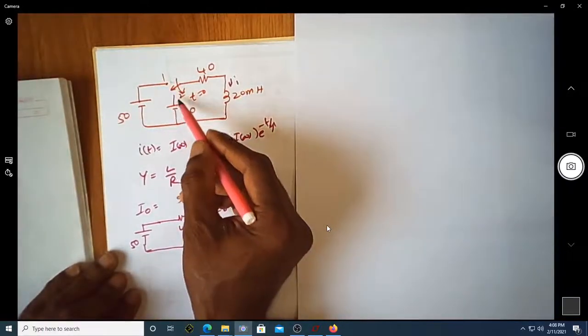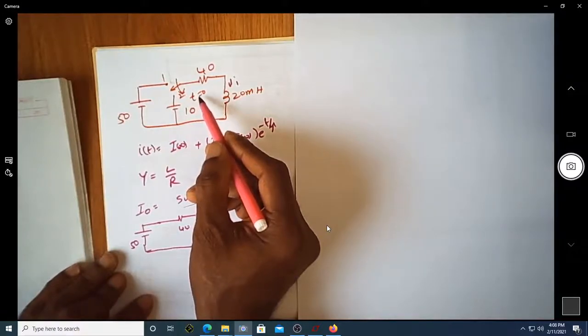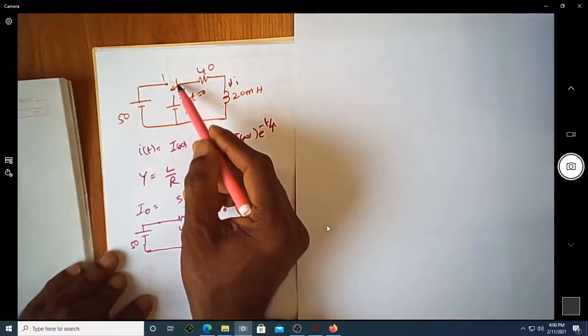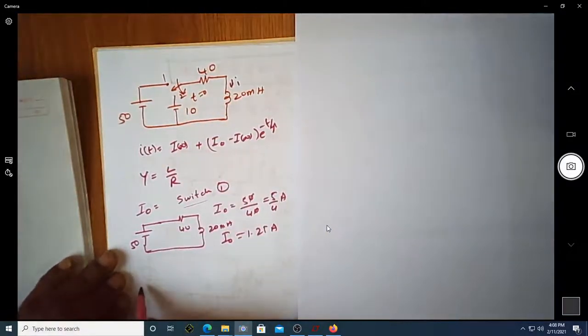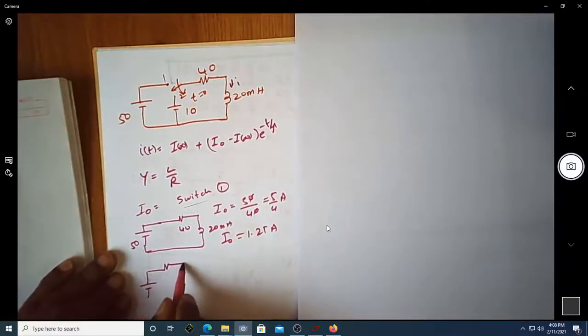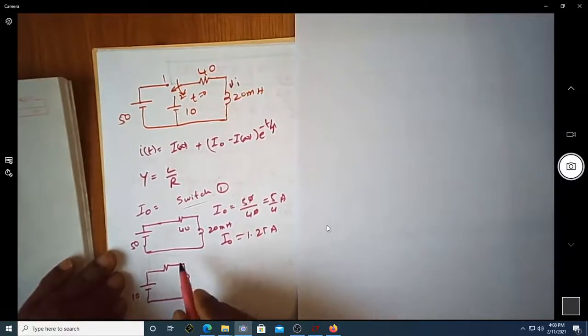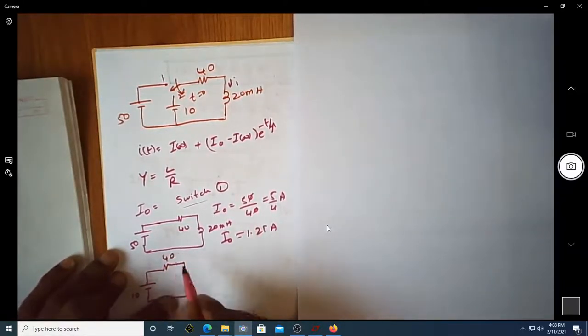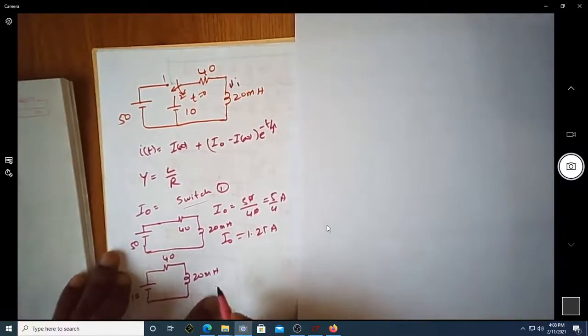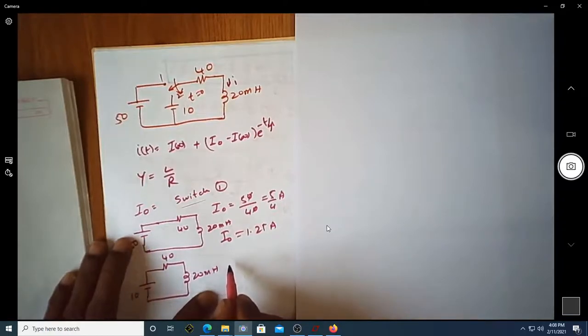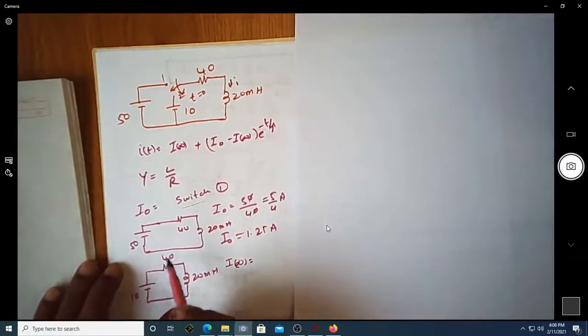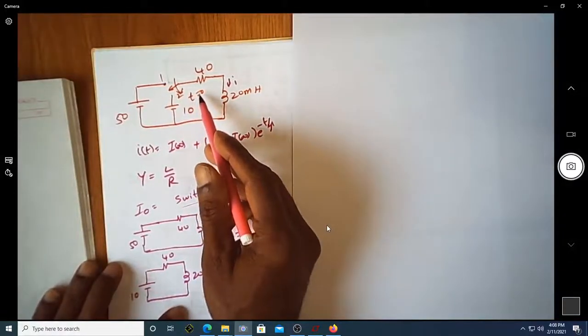When the switch is moved at t equal to 0 from here to here, the circuit will change to something like this. Now the voltage is 10 volt, and you have the same 40 ohm resistor and a 20 millihenry inductor. Now I want to find I infinity, which is when t is far greater than 0.